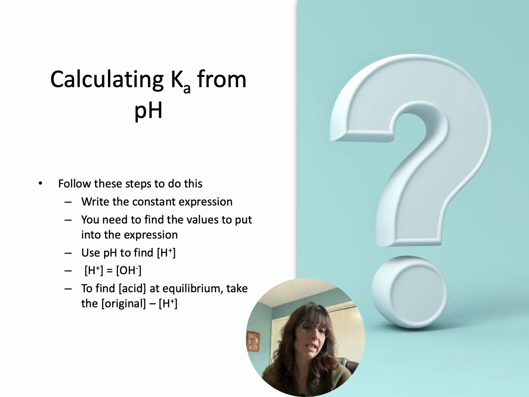We will practice plenty of these in the classroom, so I'm not going to waste time on actually practicing one. But calculating Ka from pH is pretty similar to the math you've already done in the Le Chatelier part of this unit. But here are the steps you want to follow. Write your constant expression. So have that balanced equation. Write your Ka equals products over reactants. Make sure all your exponents are correct. Find the values you need to put into the expression. And remember, K means you have to use equilibrium concentrations.